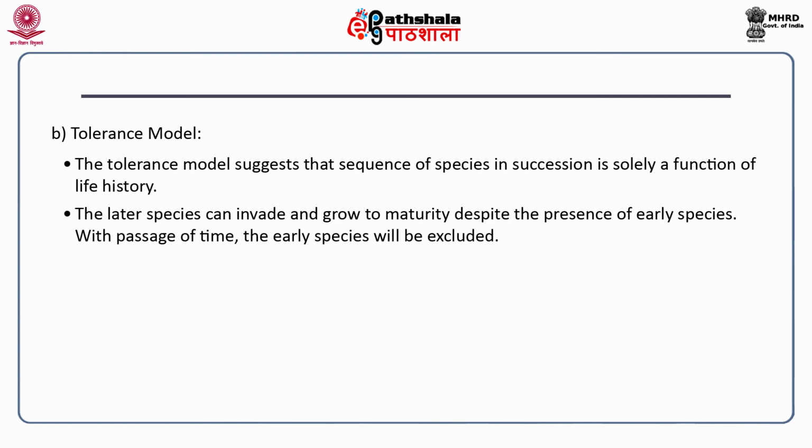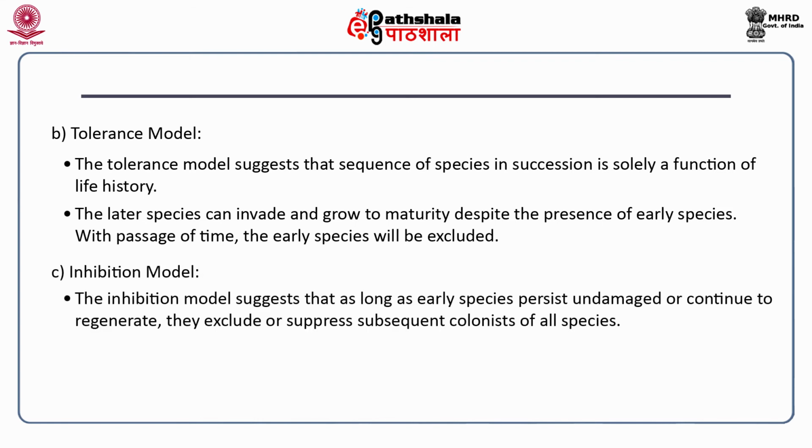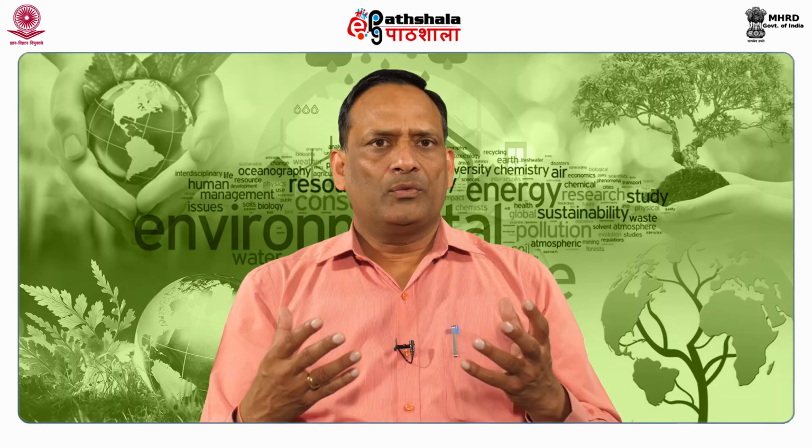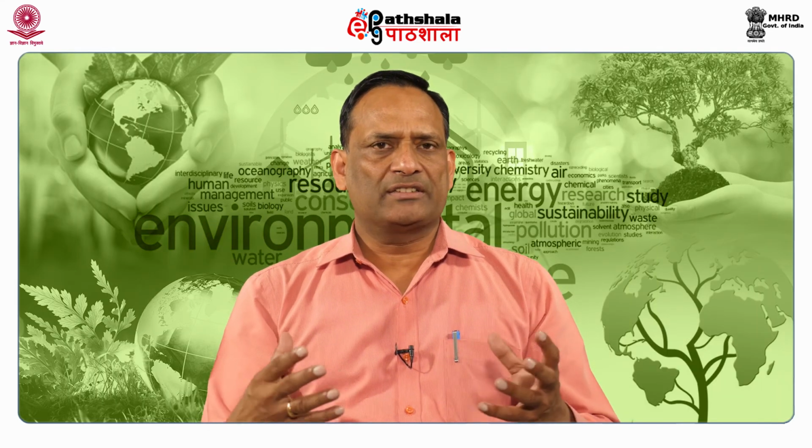The third model proposed by them was the inhibition model. The inhibition model suggests that as long as early species persist undamaged or continue to regenerate, they exclude or suppress subsequent colonies of all species. Modifications of the environment by the early species make it less suitable for both existing species as well as the arrival of later species.